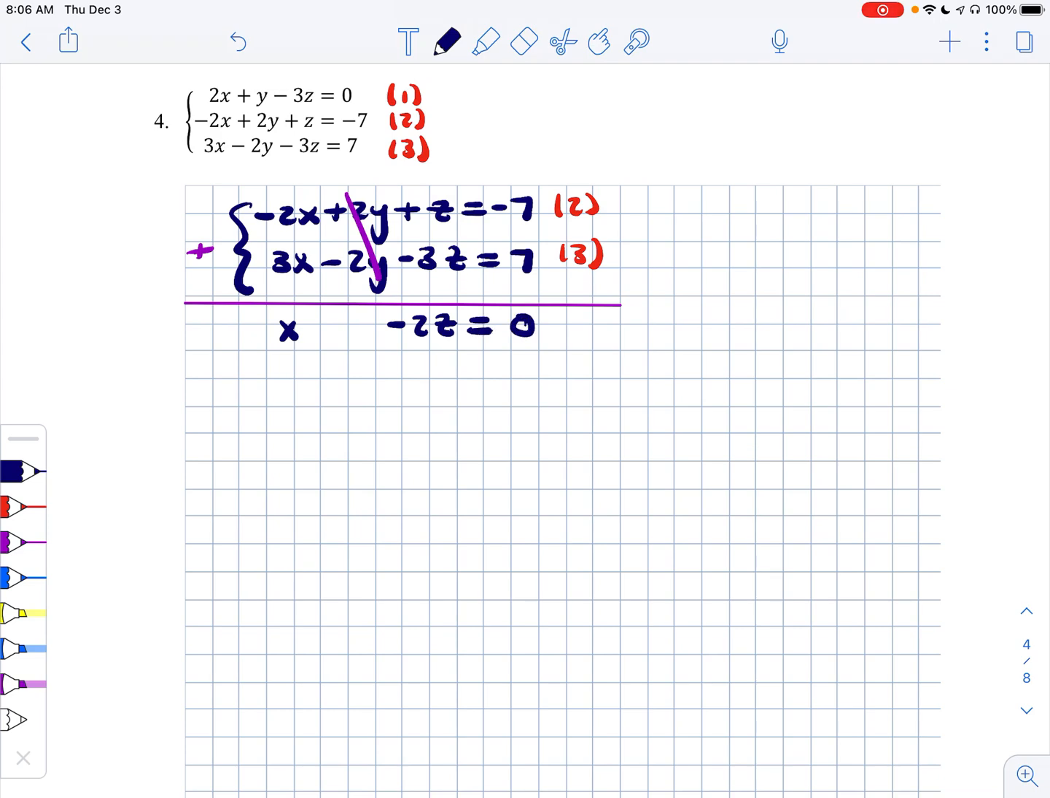All right, so then we need another pair. So remember, we have to make sure we eliminate the same variable again for the second pair. So since we eliminated y the first time, we have to eliminate y again the second time. So I'm liking equations 1 and 3 because we have the positive and the negative, so those will be pretty easy to work with to eliminate. So equation 1 and equation 3.